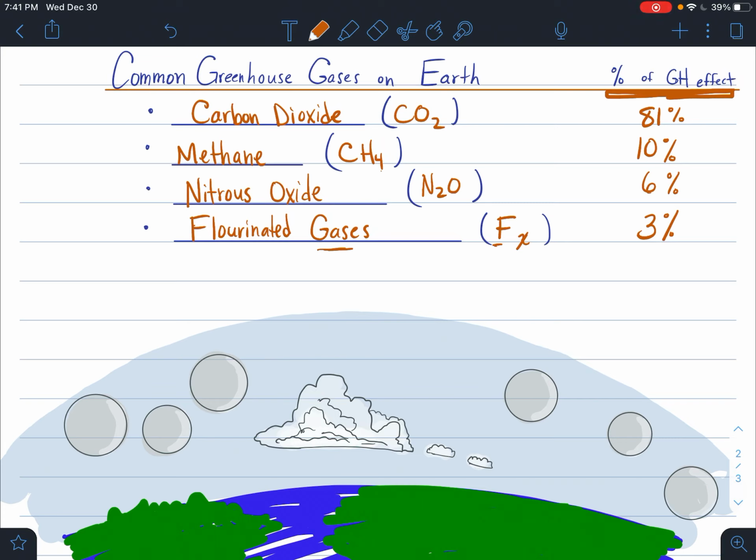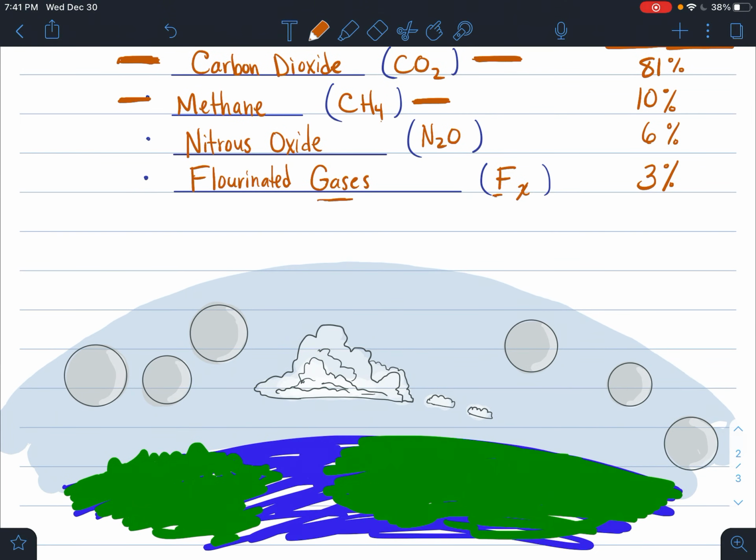So we can see the reason that we typically hear about carbon dioxide is because when it comes to the greenhouse effect, it has the biggest impact on our Earth. It makes up 81% of our current greenhouse effect. Methane, you might have heard that one as well, because that one is the second biggest player in the greenhouse effect because it is responsible for 10% of that effect. So down here I drew a little model of the Earth.